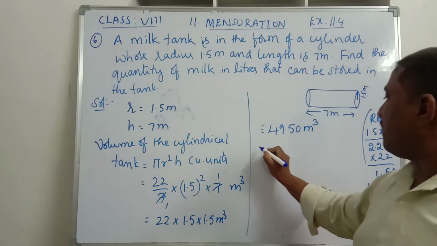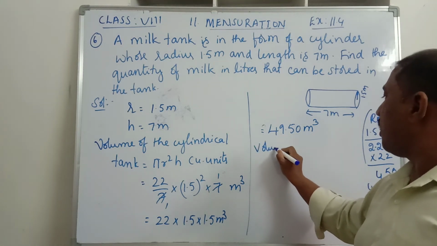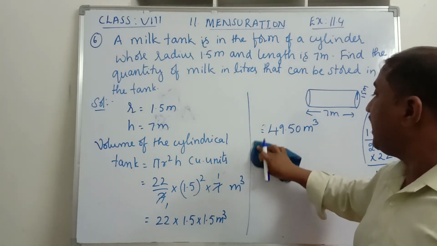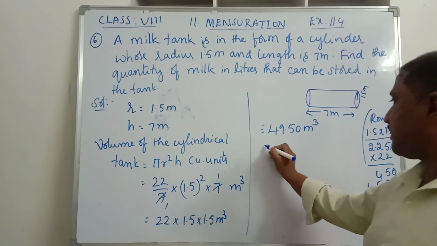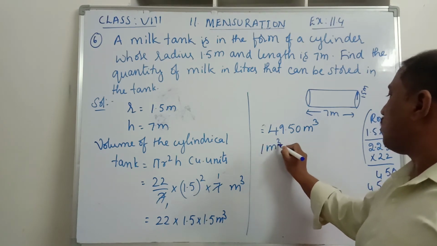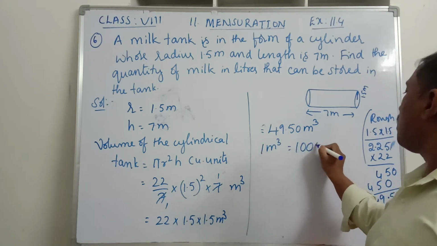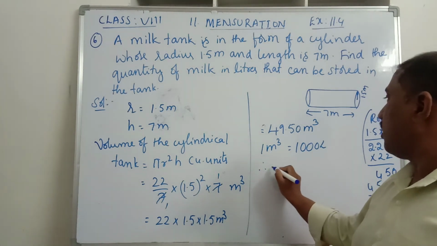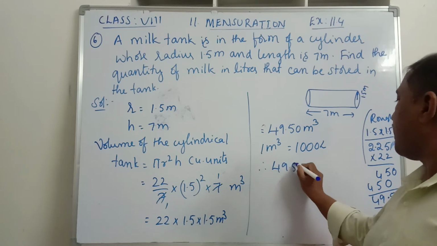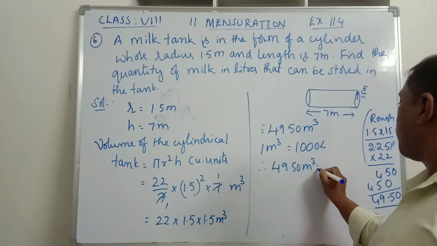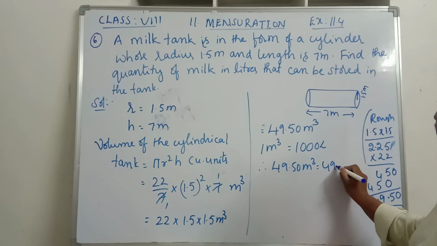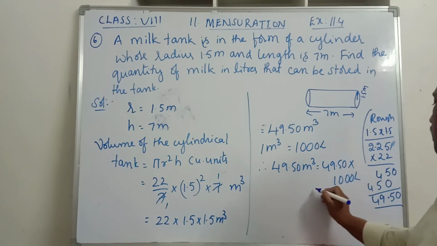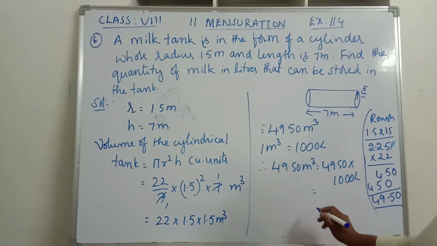Now what is the volume of the milk? We need to find the volume of the milk in liters. Since we know that 1 meter cube is equal to 1000 liters, therefore 49.50 meters cube is equal to 49.50 into 1000 liters. So we multiply with 1000.